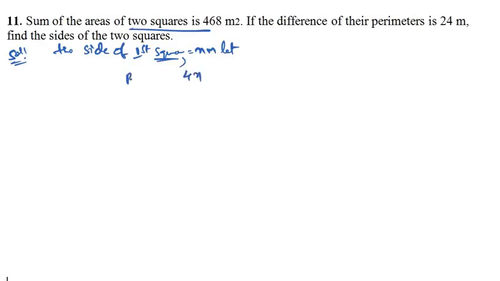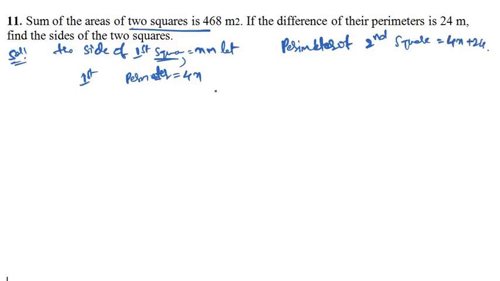The perimeter of the first square is how much? 4 into x, so the perimeter is equal to 4x. After that, by the problem, the perimeter of the second square is how much? It will become 4x plus 24. So the perimeter of the second square is equal to 4x plus 24 here.